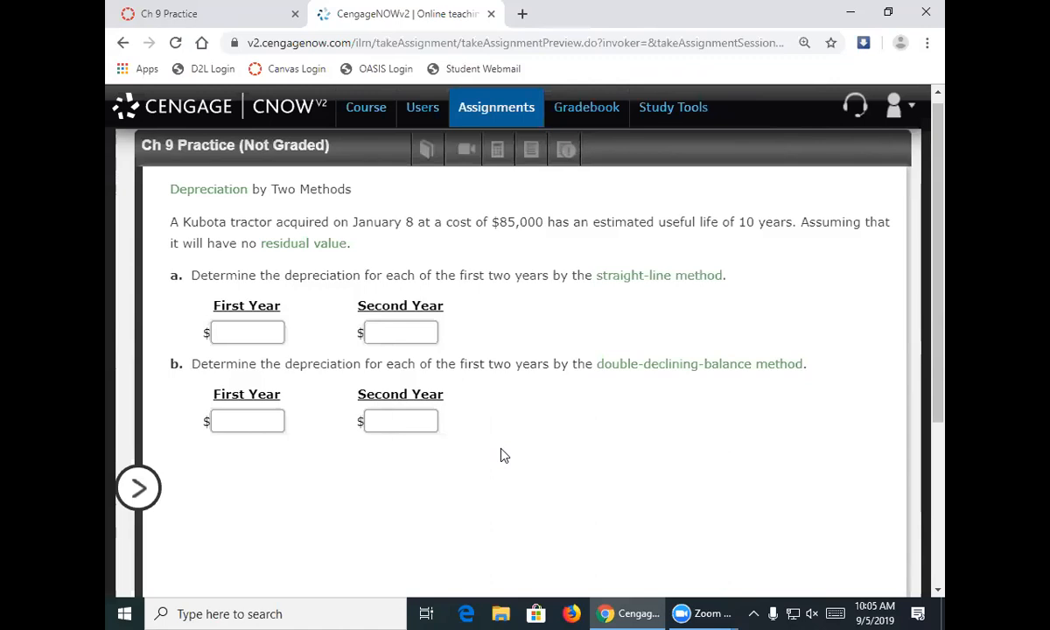Okay. So the answer is just $8,500 for both years. Both years are full years of ownership, so we don't have to worry about partial. Under straight line, you're going to depreciate the same amount every year. So once you calculate it, you know every year. Okay. It's the easy one, right?